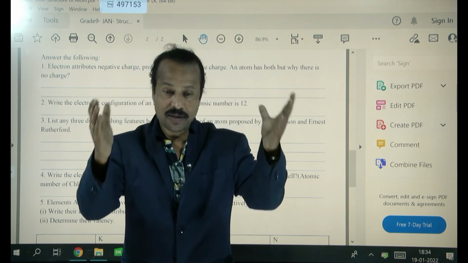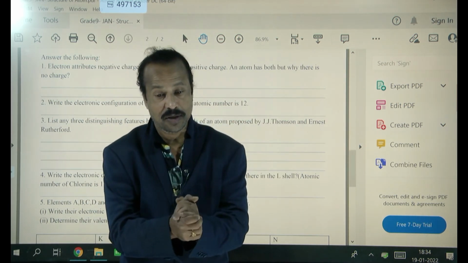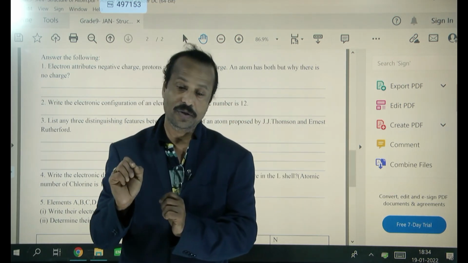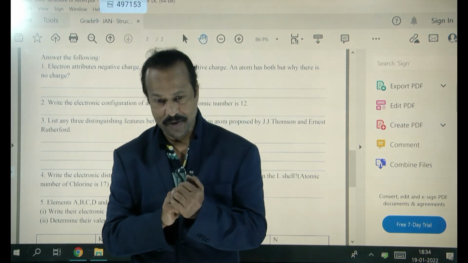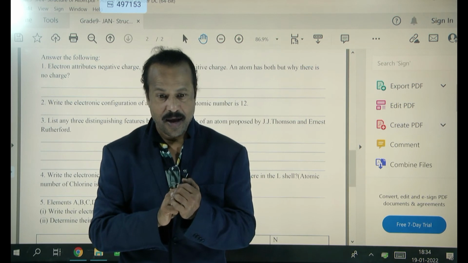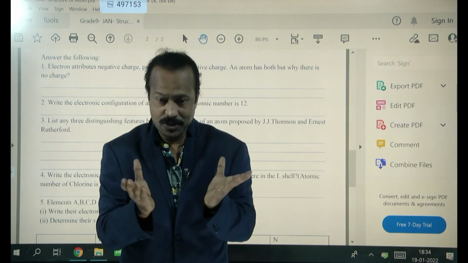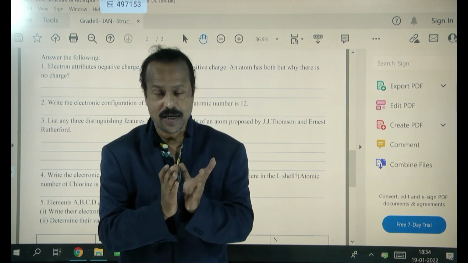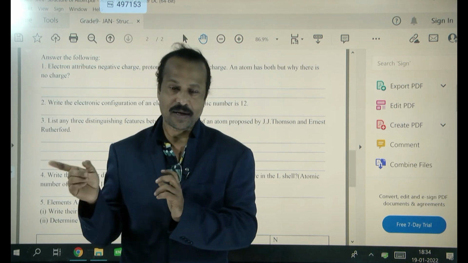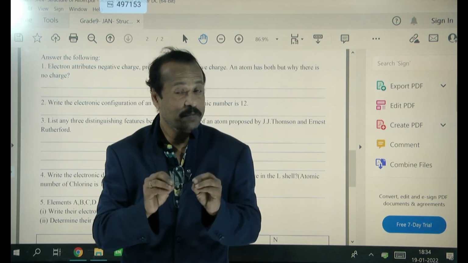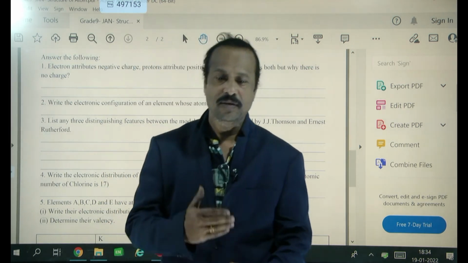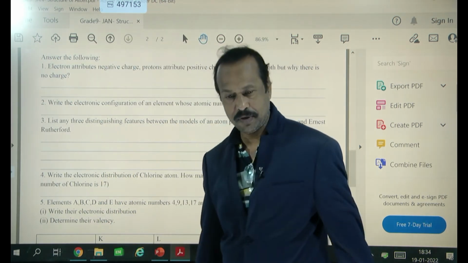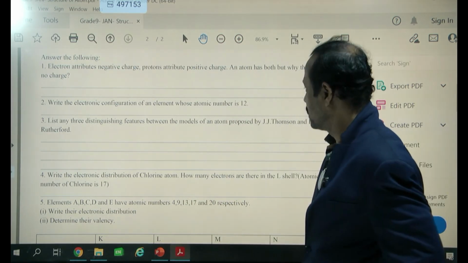And the total mass is also distributed throughout the atom according to J.J. Thomson, but according to Rutherford, the mass is concentrated only at the center, in the nucleus. The atom is totally distributed with positive charge and electrons, but according to Rutherford, most of the space in the atom is empty. Yes? So these are all the differences between Rutherford's and Thomson's models, right?